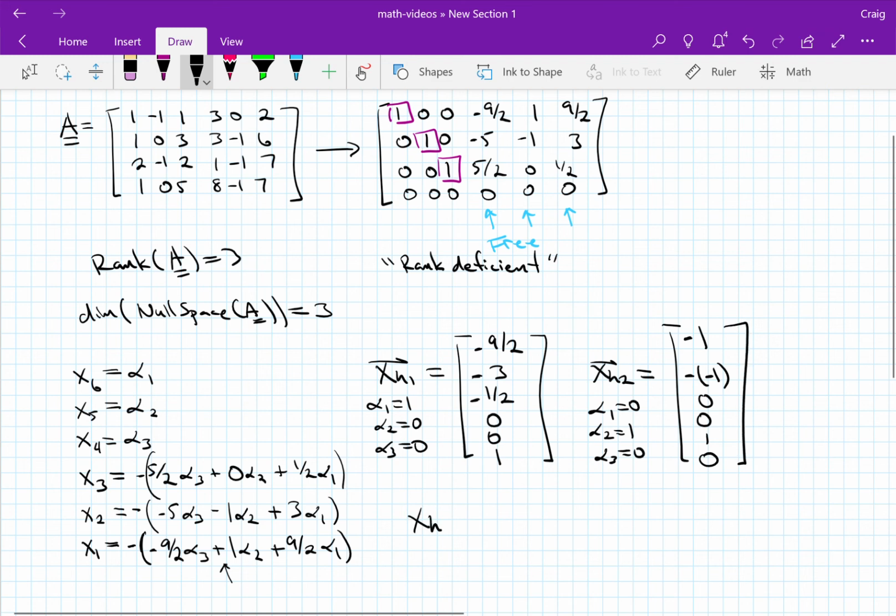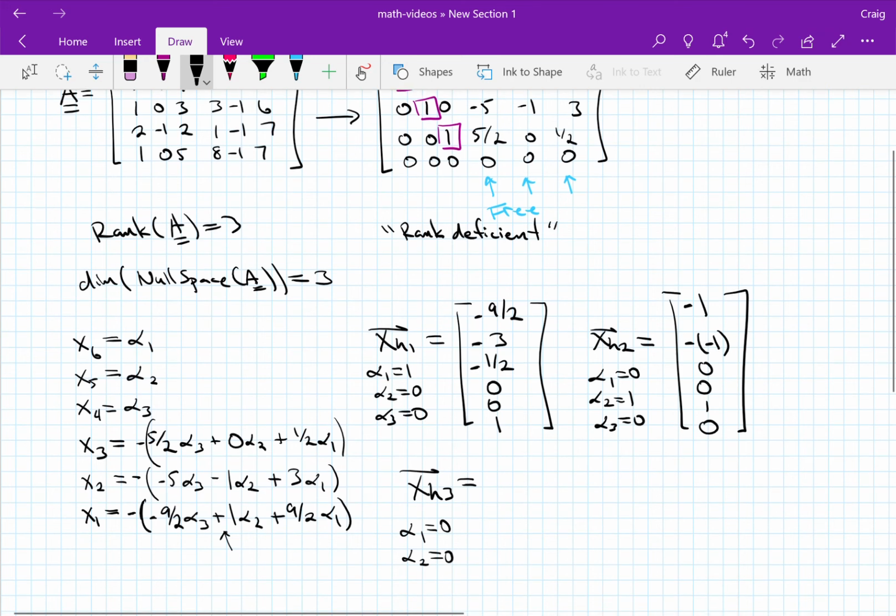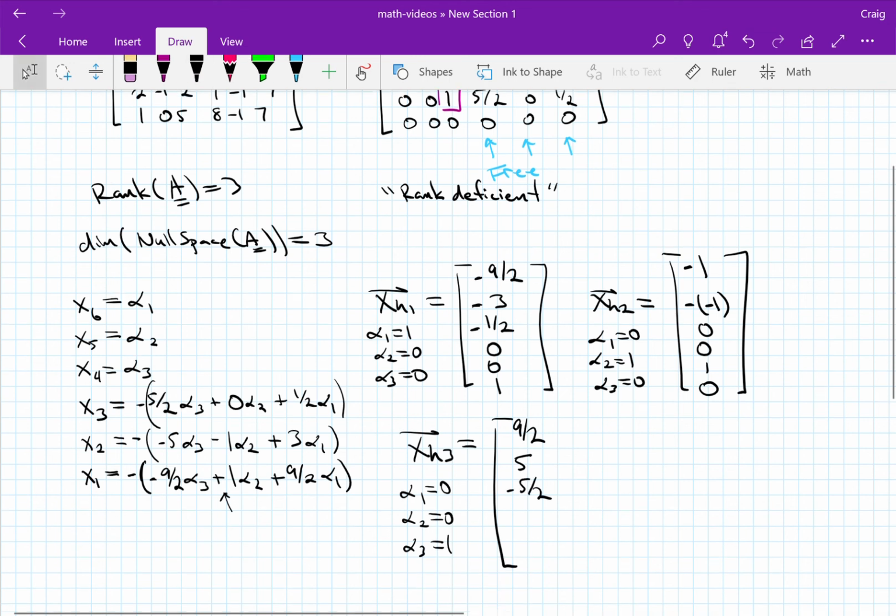And then finally, for my x homo 3, which is for alpha 1 turned off, alpha 2 turned off, alpha 3 turned on. If I look at x1, that's going to be negative 9/2. That's going to be positive 9/2. If I look at x2, that's going to be negative 5. That's going to be a positive 5. If I look at x3, it's going to be a negative 5/2. If I look at x4, x5, x6, by definition, that's going to be 1, 0, 0, because only alpha 3 is turned on. So that's my third null vector.